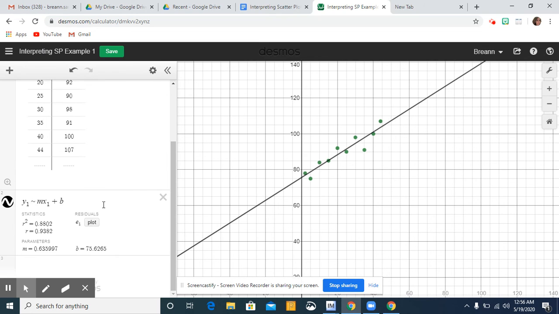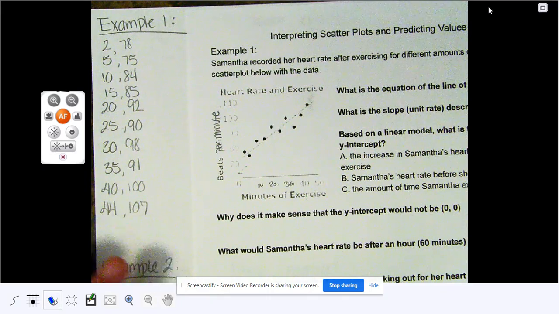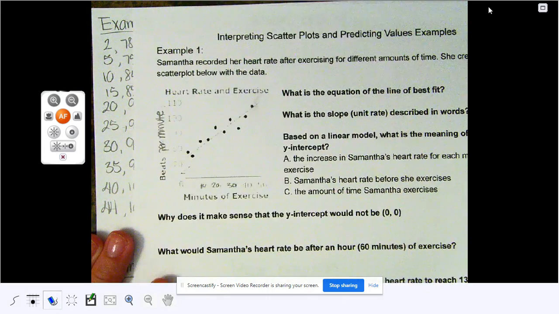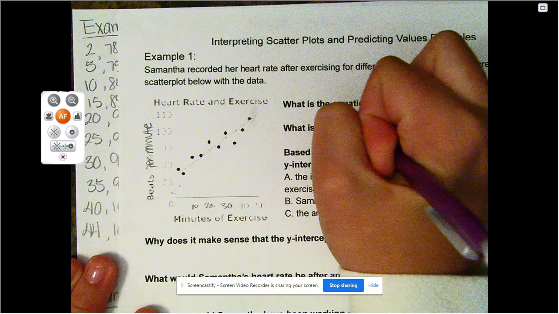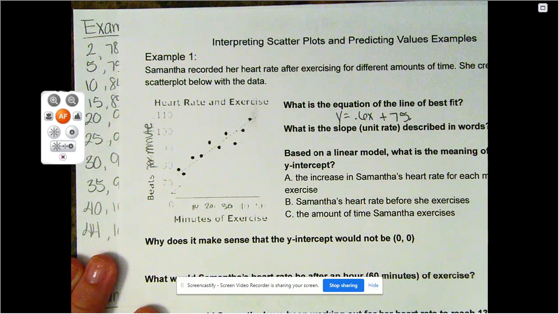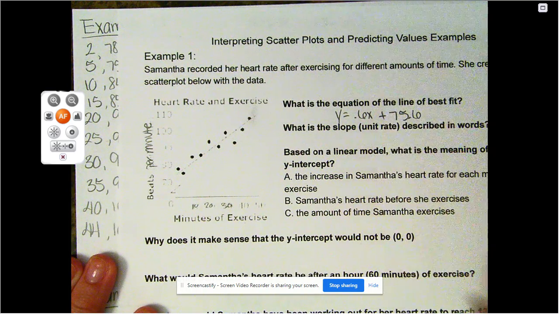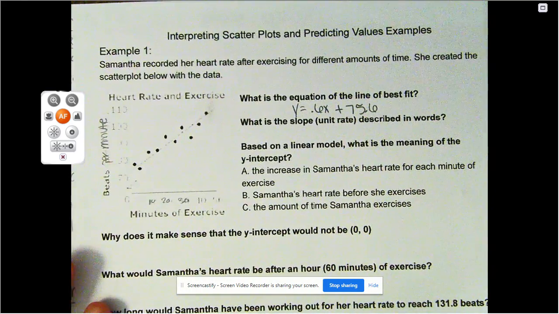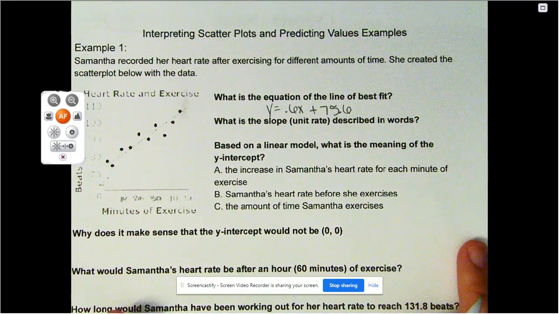Then I found my equation, y equals mx plus b, but this is the funky format that Desmos needs to use, so you are able to find the equation of the line. My slope is 0.6, b is 75.6. I'm going to take note of that equation. So what is the equation of the line of best fit? y equals 0.6x plus 75.6.